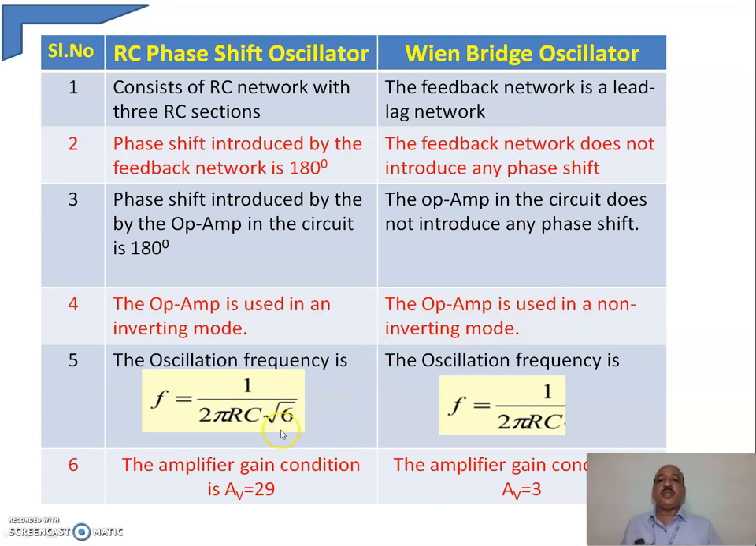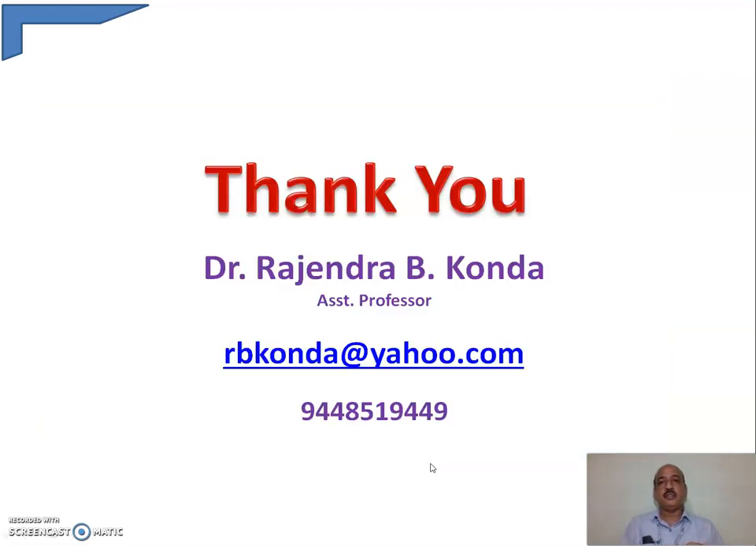The frequency of the oscillations is given by 1 upon 2 pi RC under root of 6 for the phase shift oscillator, and in the Wien bridge oscillator it is F equal to 1 upon 2 pi R into C. The amplifier gain condition in the RC phase shift oscillator is AV equal to 29. The amplifier gain condition in the Wien bridge oscillator is 3. So in this way we can differentiate the RC phase shift and the Wien bridge oscillator. So thank you.